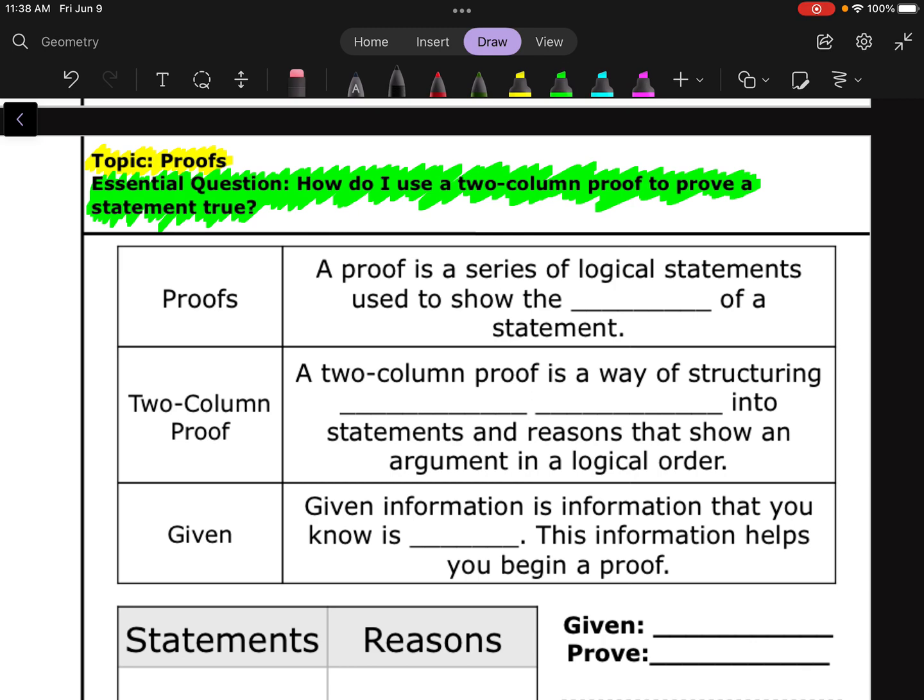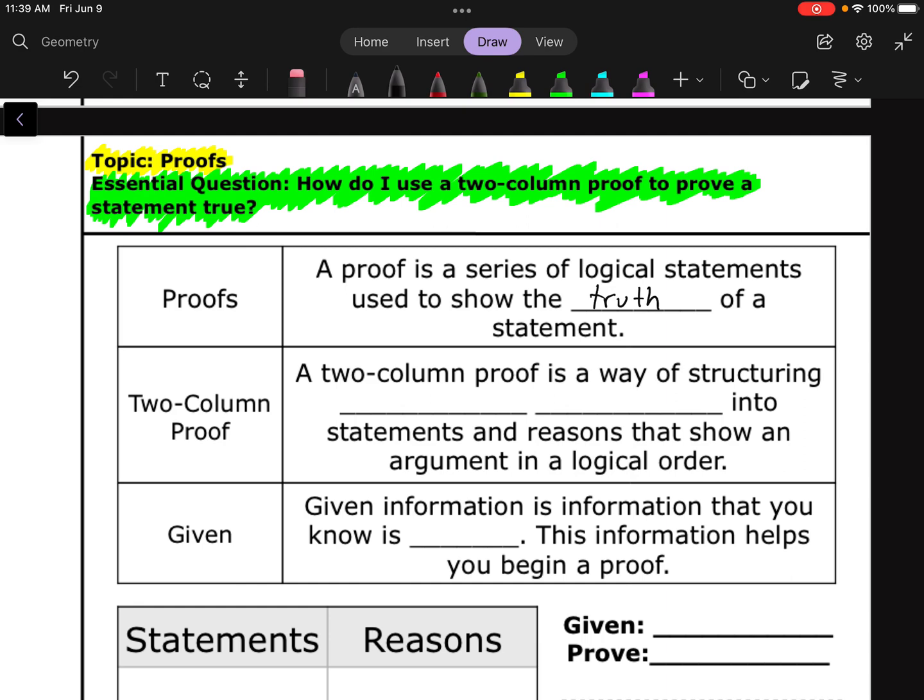Our first box here, proofs. A proof is a series of logical statements used to show the truth of a statement, right? Like imagine a lawyer, right? A lawyer goes into court. He's trying to prove that his client is innocent, right? That we're trying to structure an argument using logical statements to prove something to be true. And the way that we're going to do it is called a two-column proof.